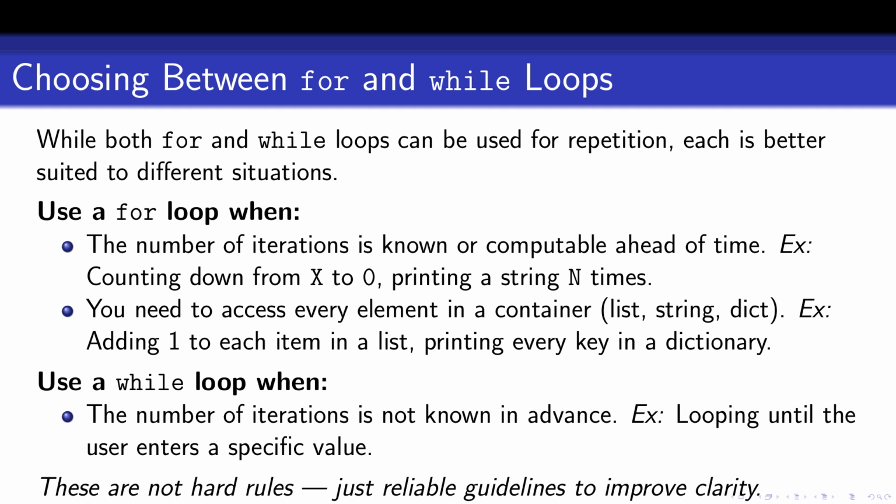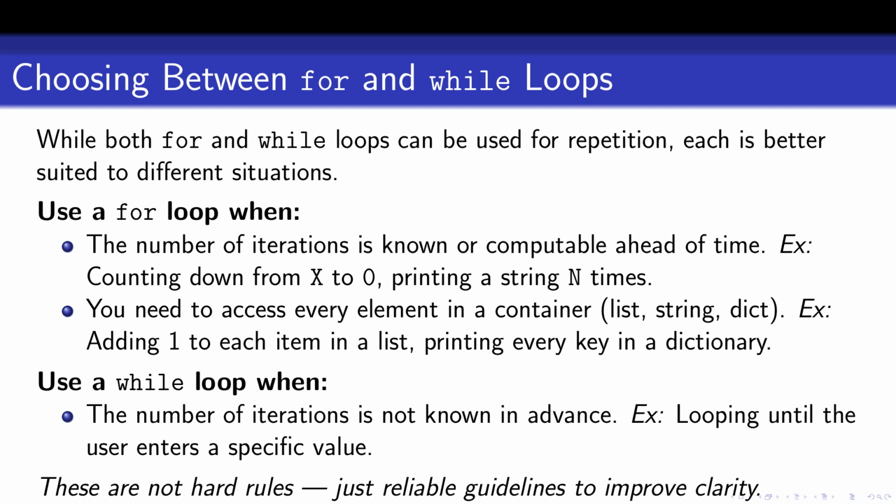Use a for loop when the number of iterations is known ahead of time, or when you are working with a container such as a list, string, or dictionary. For example, if you need to print each element in a list or perform an operation a fixed number of times, a for loop is ideal.